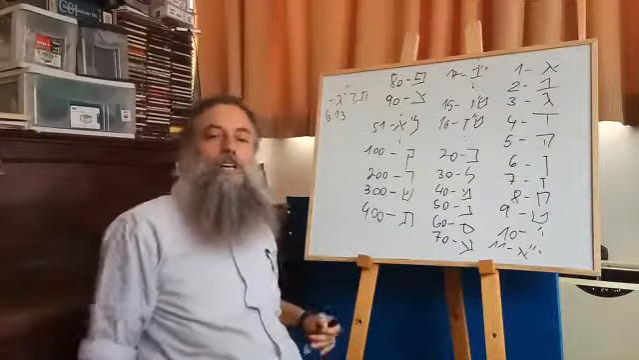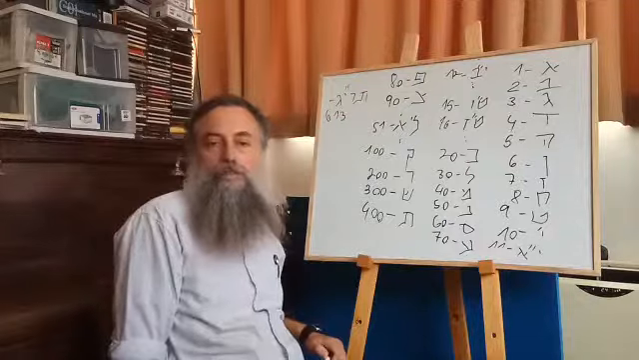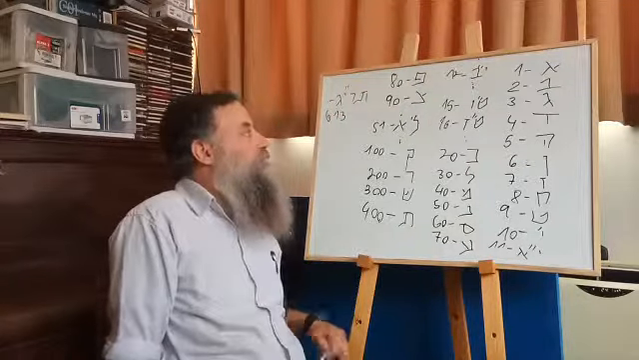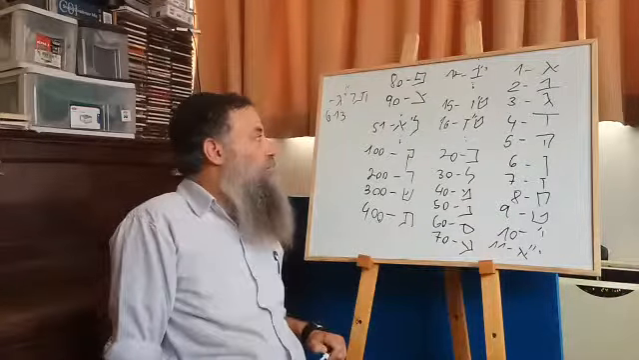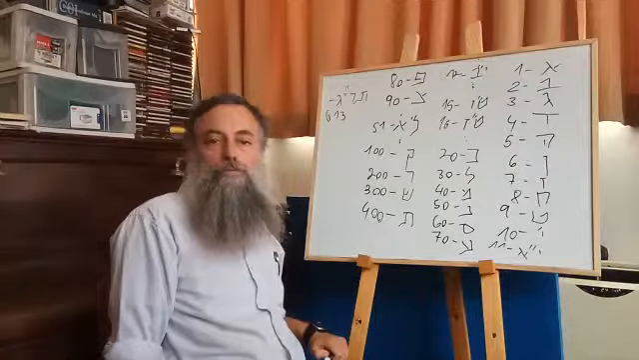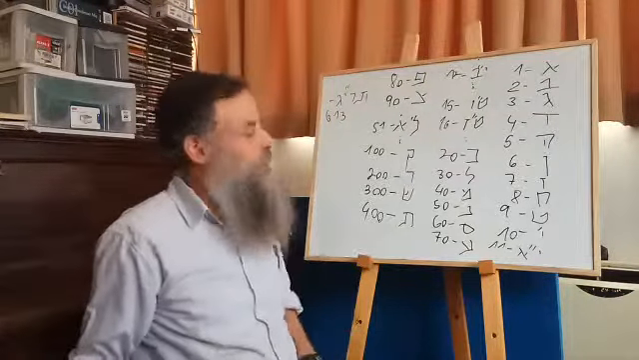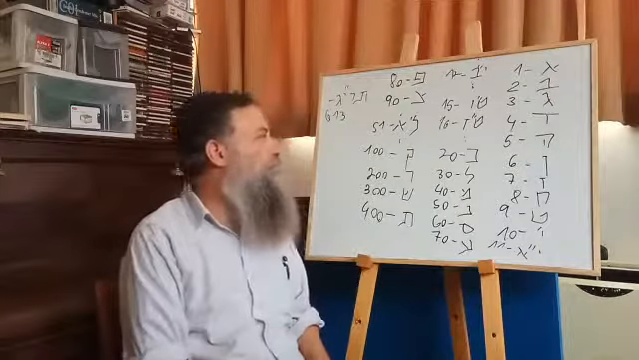But what do we use, except for mundane things like paging books? What do we use Gimatria, the numeric values of letters, for? What do we use them? So I'll give you two examples.